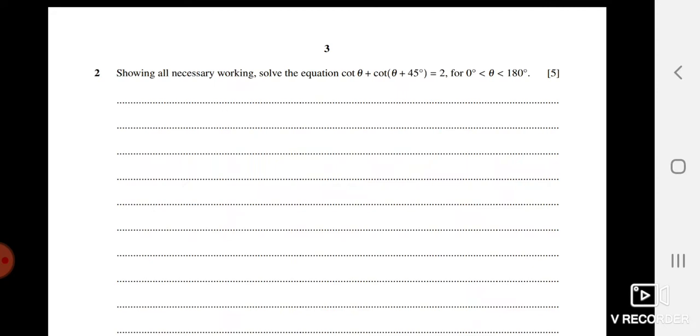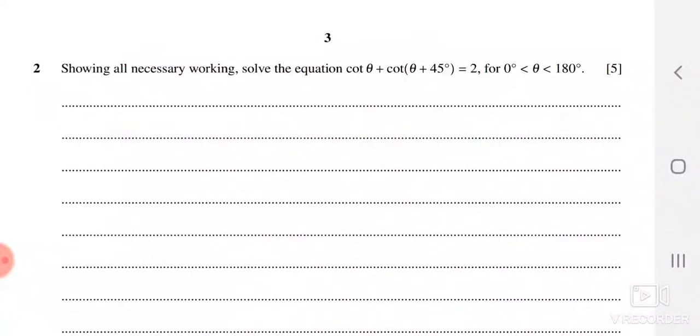Question 2 is a trigonometric equation. Here you see cot theta. First of all, you will convert your cot theta into cos theta over sin theta or 1 over tan theta. It's up to you. Either you can use cos theta over sin theta, or cot theta is also equal to 1 over tan theta. It's up to you which way you want to use.